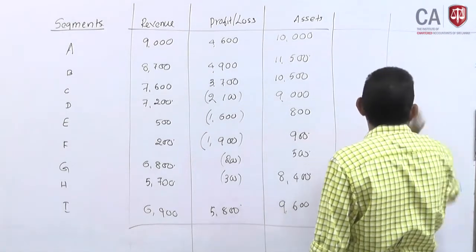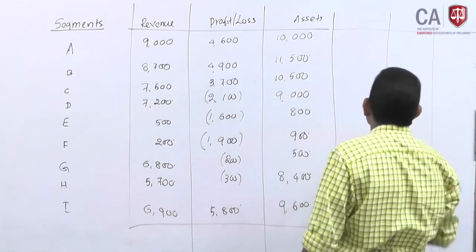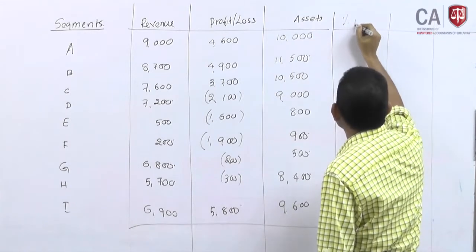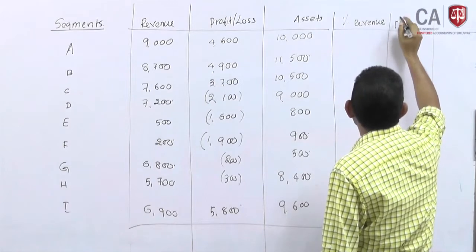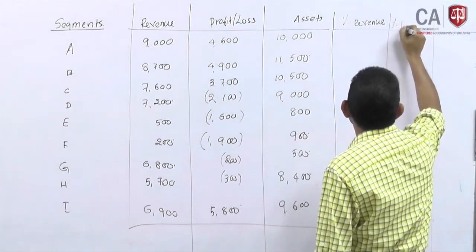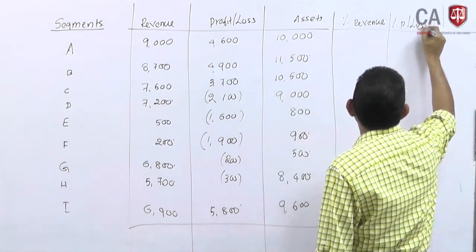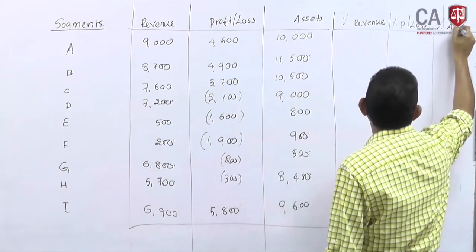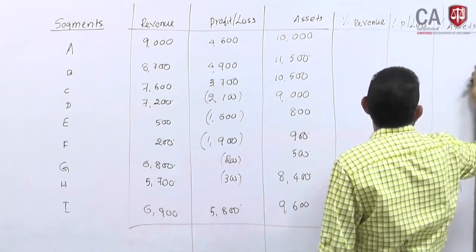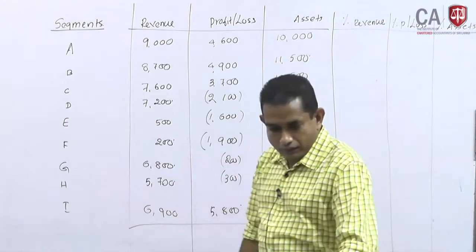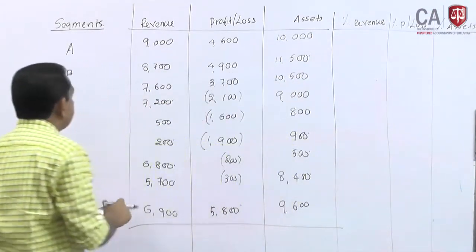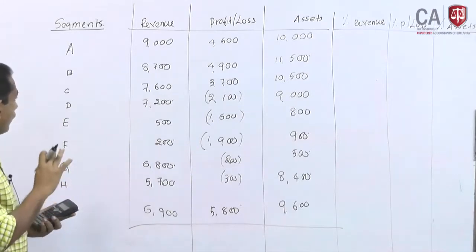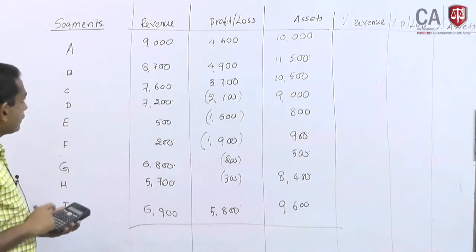Percentage of revenue, percentage of profit or loss, percentage of assets. Right. We will go on adding the total revenues of all the operating segments together. Let us see what the total should be.